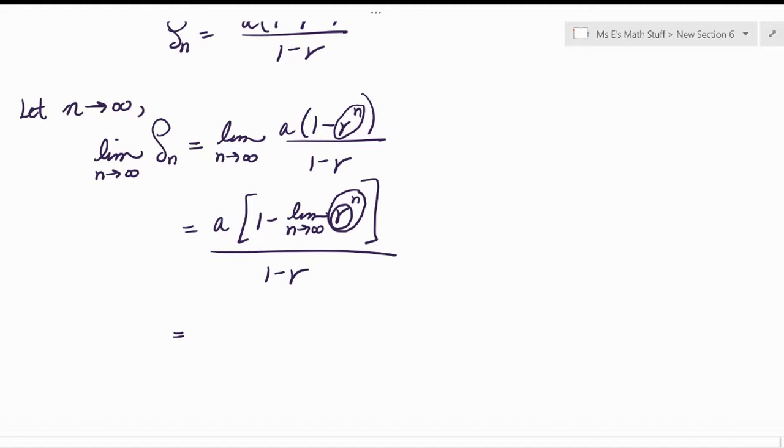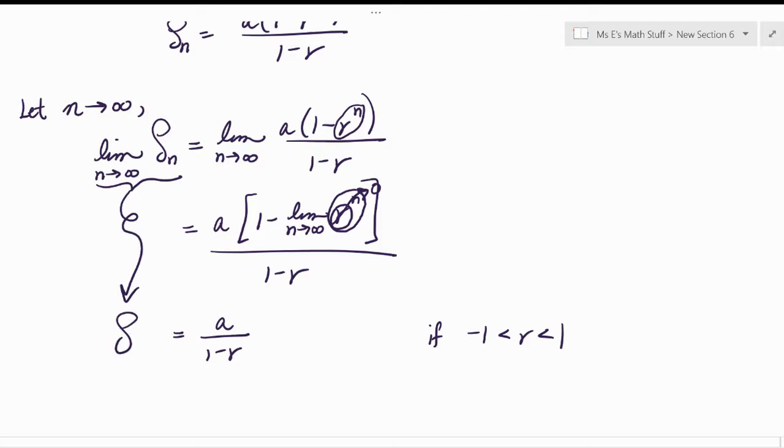So if that r value is between -1 and 1, then this whole thing, as n goes to infinity, would approach 0, and you'd be left with a times 1 minus 0, also known as just a, over 1 minus r. And the notation that we use for an infinite sum, instead of saying limit as n goes to infinity of s of n, we just call that s.